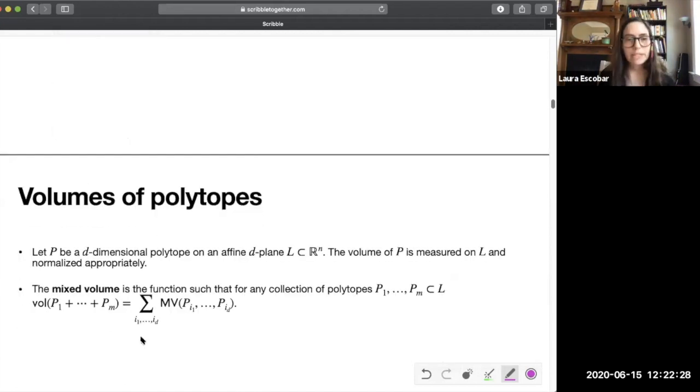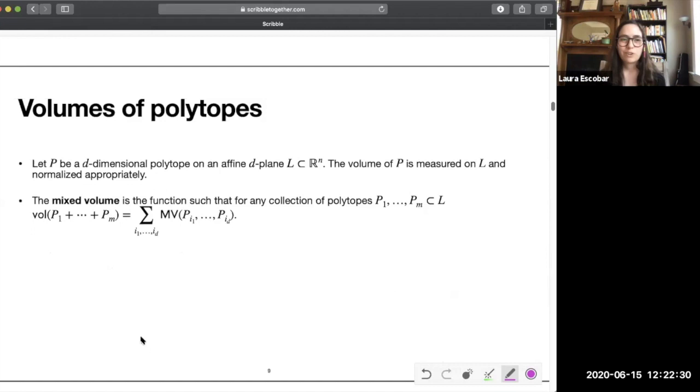Because I know a lot of people don't often think about polytopes, I want to make sure that we're all on the same page. So what do I mean by volume? Because I told you I'm computing the volume of a low dimensional polytope, so the volume already would be 0, and that's of course not what I mean. So what I mean is volume in this sense.